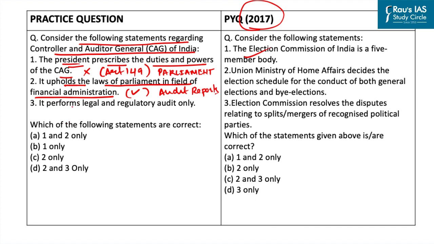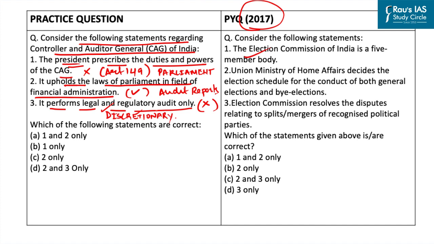Moving on to the third statement, it says it performs legal and regulatory audit only. Now, this statement is incorrect because, in addition to the legal and the regulatory audit, which are obligatory on the part of the CAG, it is also provided discretionary powers to conduct proprietary audit.